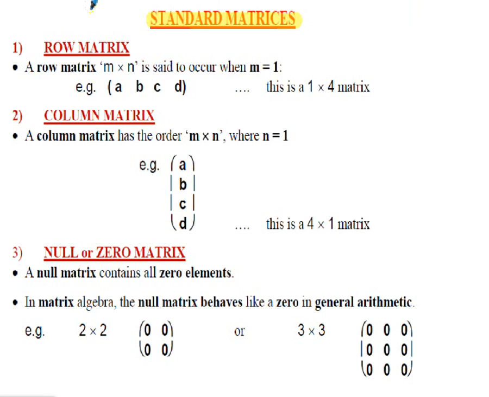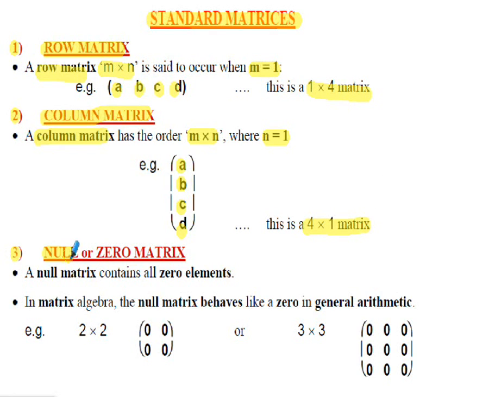Standard matrices. Some terminology for us here. Number 1. The row matrix. The row matrix, m by n, is said to occur when m is equal to 1. So this is a row matrix with elements of A, B, C and D. This is a 1 by 4 matrix. 2. A column matrix. A column matrix has the order m by n, where n is equal to 1. So this column matrix, A, B, C, D, is written as a 4 by 1 matrix.